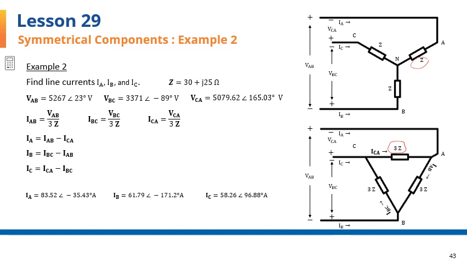And then we can find the phase currents by dividing each line voltage by each of these impedances. For IAB, going in the direction of A to B, VAB over 3Z. For IBC, going from B to C, we'll divide VBC by 3Z, and finally ICA is found by dividing VCA over 3Z. Once we have the phase currents, we can subtract them 2 at a time, as shown here, and that will give us the IA, IB, and IC.